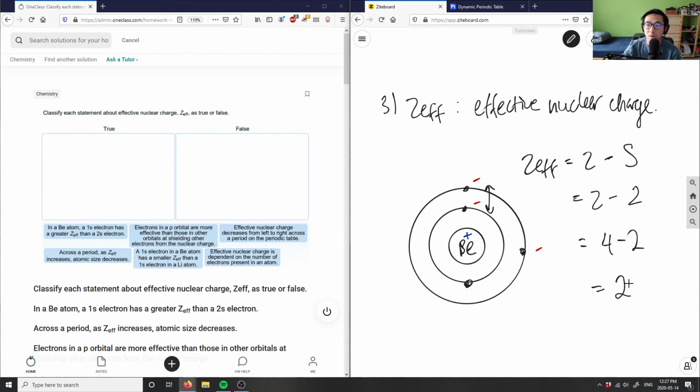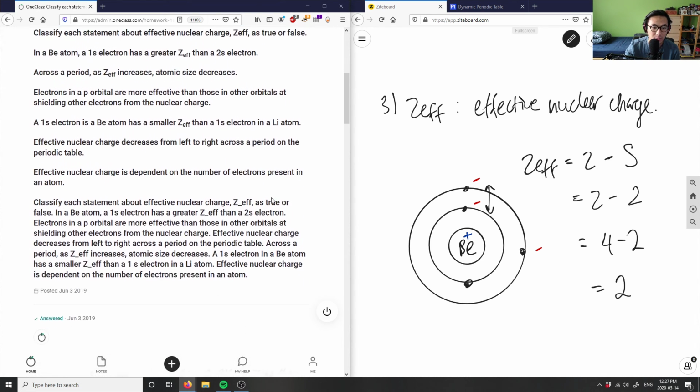And as you can see, as we are increasing the number of protons in our element, going from left to right across a period, the effective nuclear charge is going to increase, right? Because the Z value here is going to increase. So therefore, it's going to increase from left to right. So I can say that this statement is going to be false.